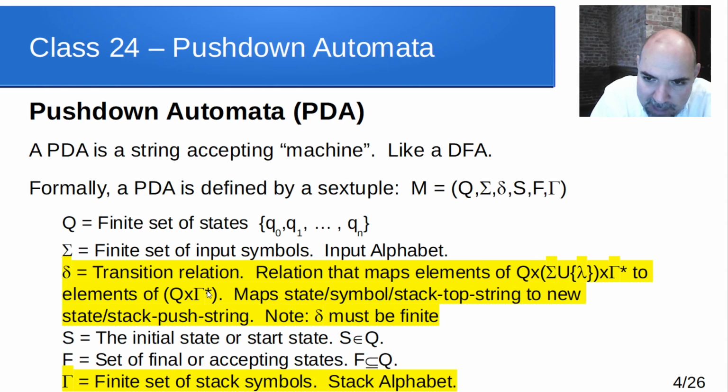The only difference is we've added a stack, and in our relation, we also look at the stack to decide what to do and pop things off the stack, and then when we transition to the new state, we can push things back onto the stack. Now we're going to look at how these work in a little more detail in a second, but note that it's like a DFA that has a stack to store things on. But the stack alphabet has to be finite, and the transition relation has to be finite. So it's still a finite state machine. It's like a finite state machine with a stack.